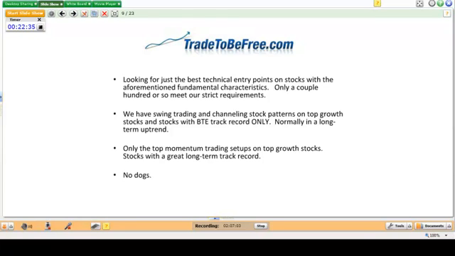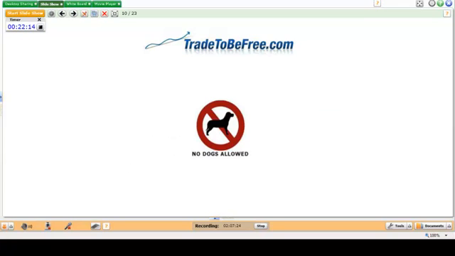So we're only looking at the top momentum trading setups on top growth stocks, and the best swing trading channeling stock setups on companies with rising estimates that tend to beat those estimates. So we don't have many bad stocks or dog stocks that underperform in our newsletter. We have a no dogs allowed policy in that we want to find companies and trade stocks with rapidly improving fundamentals.